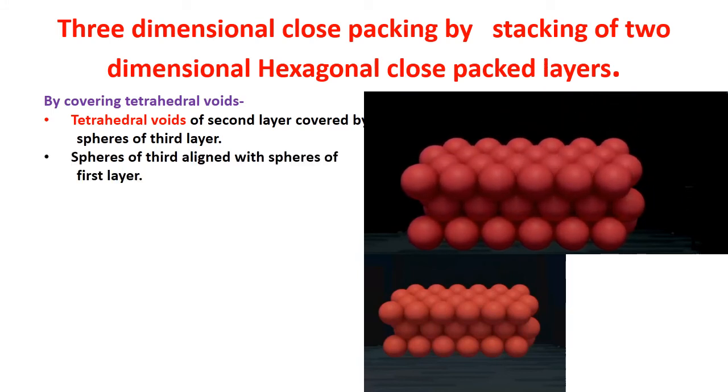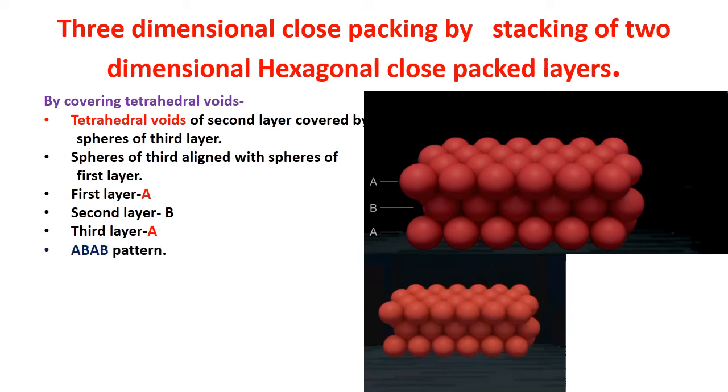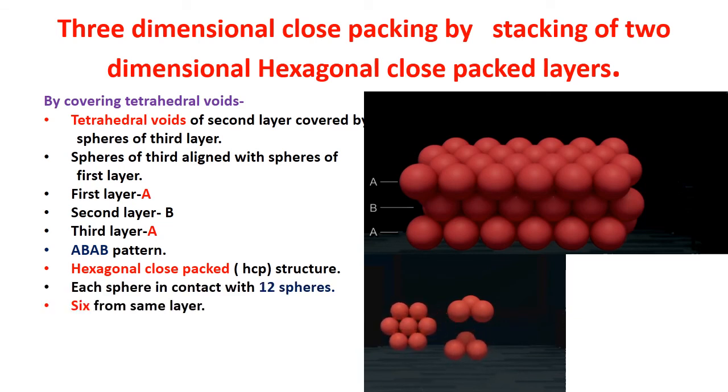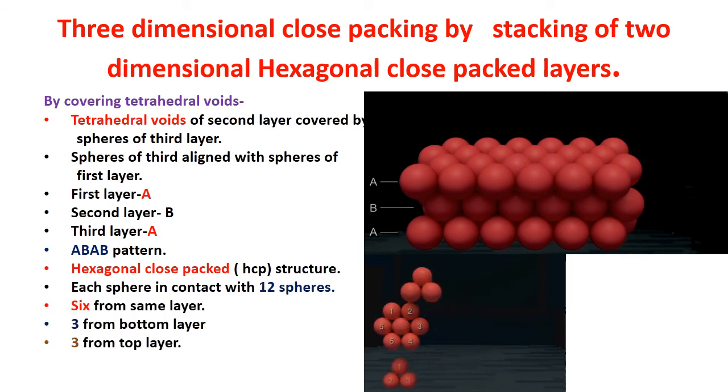So if we call the first layer A type and the second layer B type, then the third layer we will also call A type. As the pattern of spheres is repeated alternately in every other layer, this pattern is known as AB-AB pattern, and the structure formed is known as hexagonal close packed structure. In this type of structure, each sphere is in contact with 12 other spheres, 6 from the same layer, 3 from the bottom layer and 3 from the top layer. So the coordination number is 12.